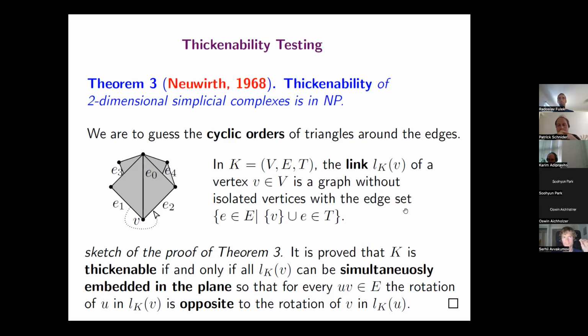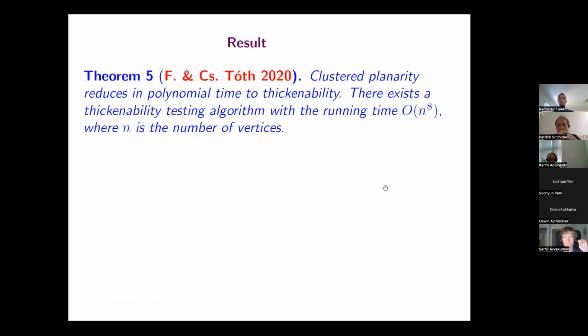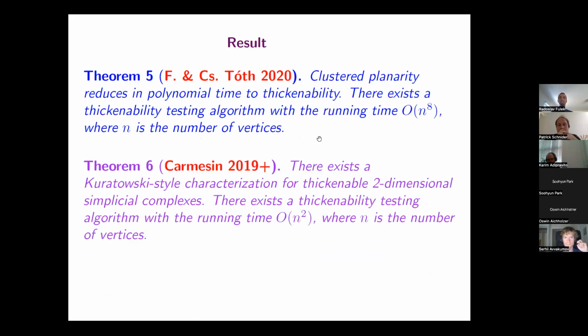By our result, and let me skip this connection here because we are running out of time, the answer is yes. Our result came out at roughly the same time. There was some communication between us and Karmesin, who was looking at a Kuratowski-style characterization for thickenable two-dimensional simplicial complexes at the time. His main goal wasn't to give an algorithm, but he claimed an algorithm for thickenability testing. But to date, I'm not sure if this result was verified.